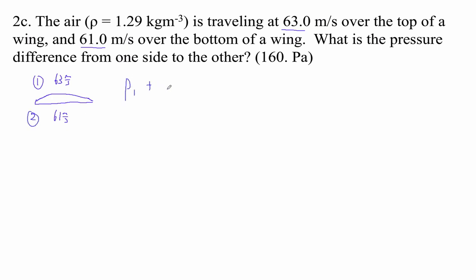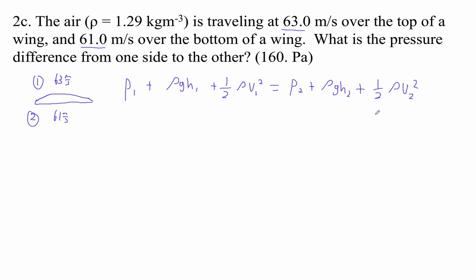So pressure 1 plus rho g h1 plus 1/2 rho v1 squared is pressure 2 plus rho g h2 plus 1/2 rho v2 squared. Now, we're going to get rid of almost all of these terms, right? Let's figure out the pressure difference between the top of the wing and the bottom of the wing, right? So let's figure out what P2 minus P1 is, shall we? Or P1 minus P2.